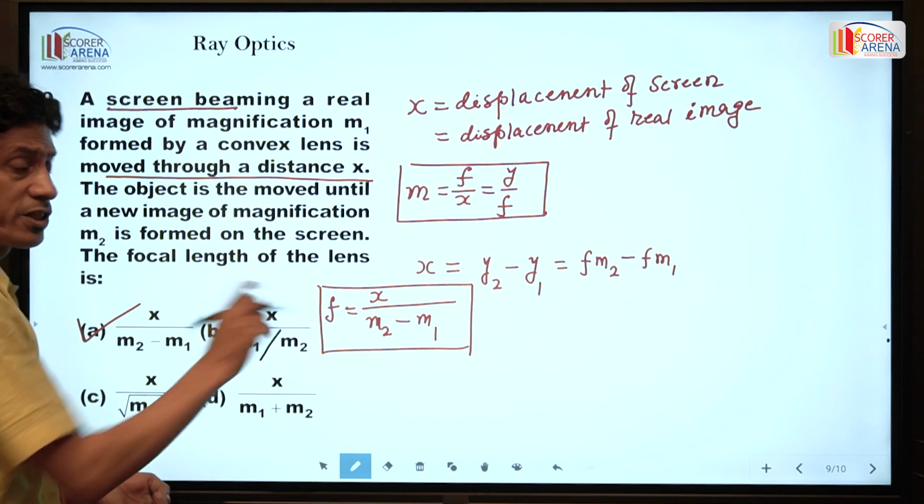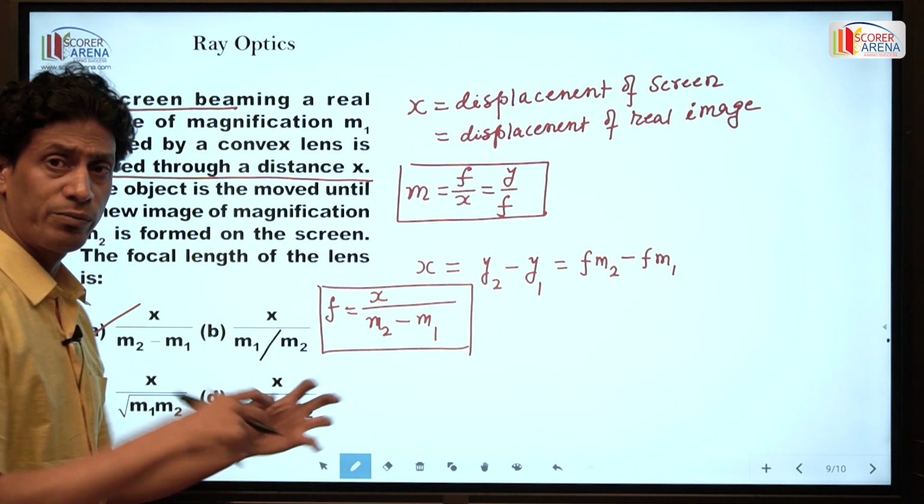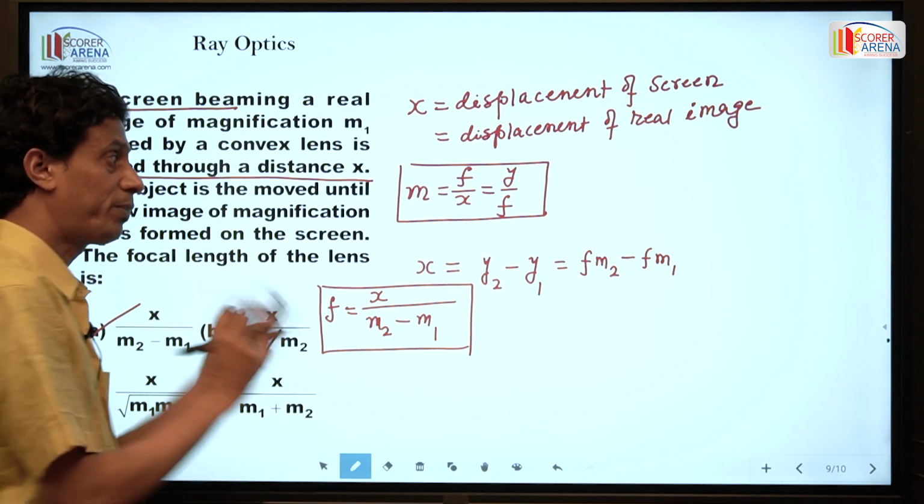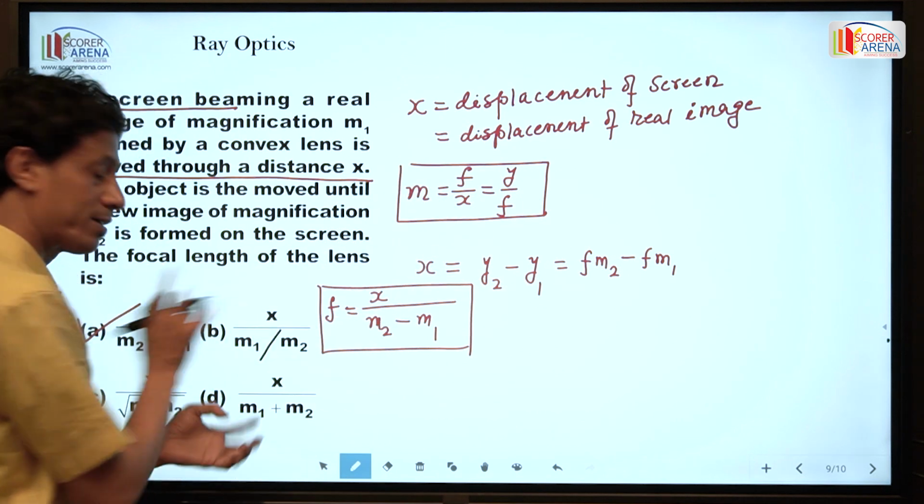So you can solve this problem without pain. This is a painless problem. If we apply this equation directly, you can find this answer.